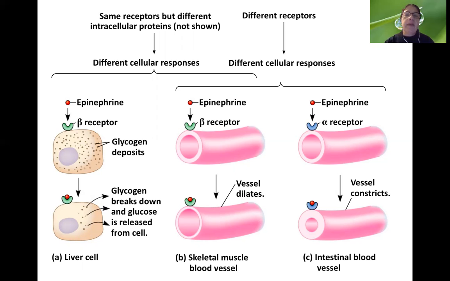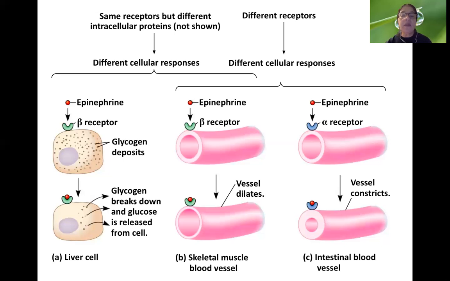It has three different responses shown here. On cells of the liver, epinephrine, adrenaline, will trigger glycogen to be broken down to glucose, and glucose leaves those cells, so it raises blood glucose levels. And blood vessels of the skeletal muscle will now dilate, so they'll become wider, which will increase the blood flow to skeletal muscles.